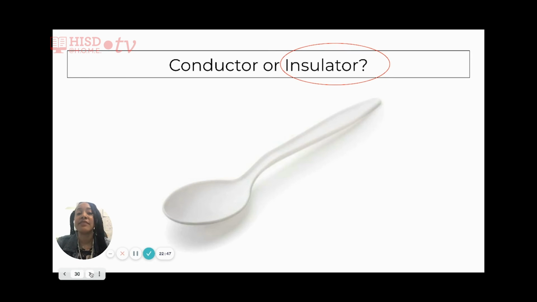So whenever we're deciding if something is going to be identified as a conductor or an insulator, what we want to remember is: what material is it made of? That will give us insight into whether we should label it as a conductor or an insulator. So we don't want to just look at the object, because there are plastic spoons and there are metal spoons. A plastic spoon is an insulator, but a metal spoon is a conductor.